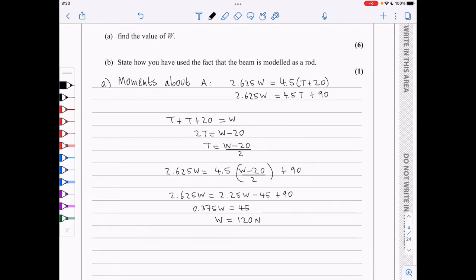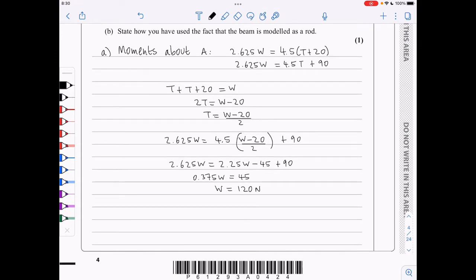Part B, state how you have used the fact that the beam is modeled as a rod. Well, we have assumed that the beam will not bend, so that's the assumption behind modeling something as a rod. It will not bend under the action of the different forces, so assumed the beam will not bend.